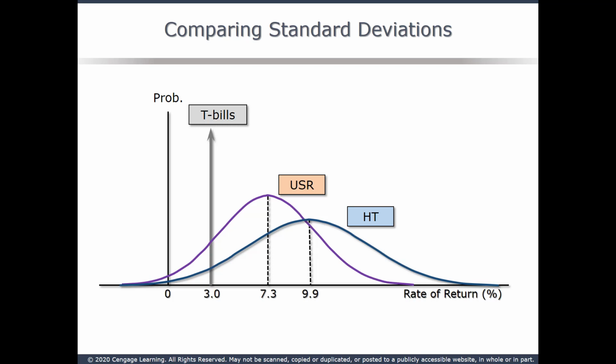Standard deviation, lowercase sigma, measures total or standalone risk. The larger the standard deviation is, the lower the probability that actual returns will be close to expected returns. Larger standard deviation is associated with a wider probability distribution of returns. Comparing the standard deviations of the T-bill, HT, and U.S. Rubber graphically. The T-bill curve is a vertical line. It has no deviation. U.S. Rubber is to the left of high-tech, but is slightly more arched, implying a tighter distribution, smaller deviation.